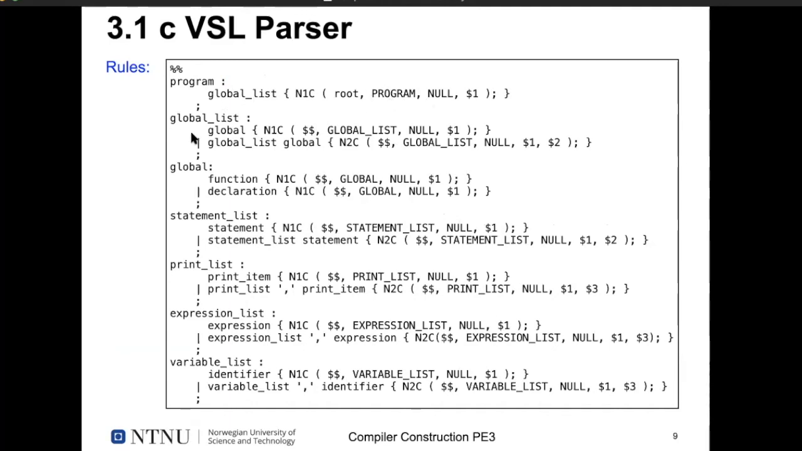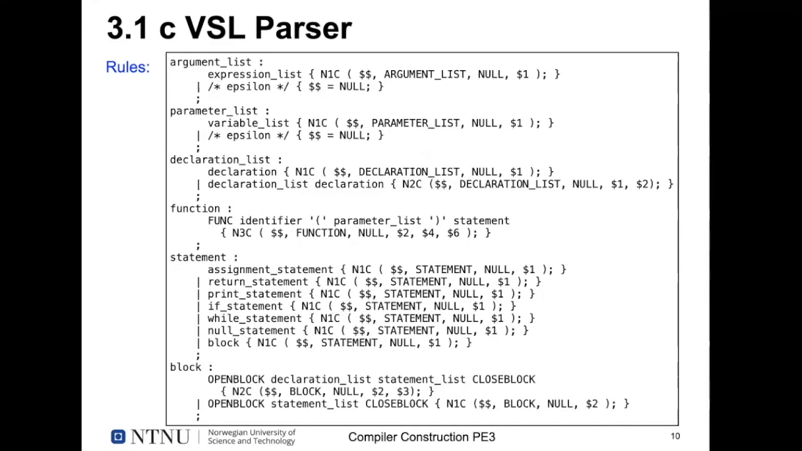Our global list has two possible productions. So either it can be a non-terminal global down here, or it can recursively be a global list. And then our global can actually either be a function or a variable declaration here. So functions pass information that is some global stuff here, always passing a pointer to the right-hand side here as $1 as the one parameter. And where's something interesting? Let's go to the next slide here.